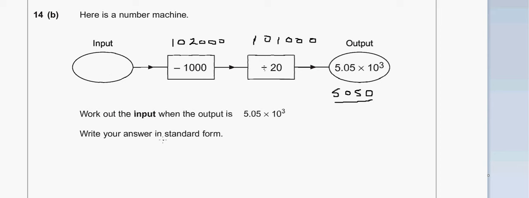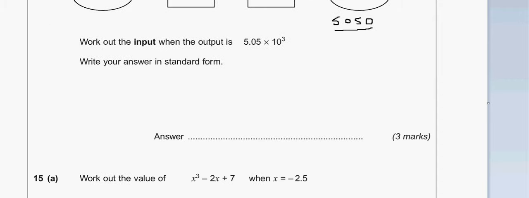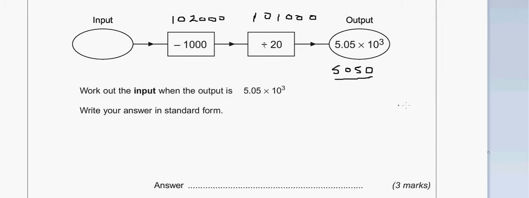But it says write your answer in standard form. So our number, remember we can only have 1 digit before the decimal point, so it will be 1.02. Now if you want to, you can write the 3 zeros afterwards if it helps you, but those trailing zeros don't have any value. And that will be multiplied by 10 because it's standard form.